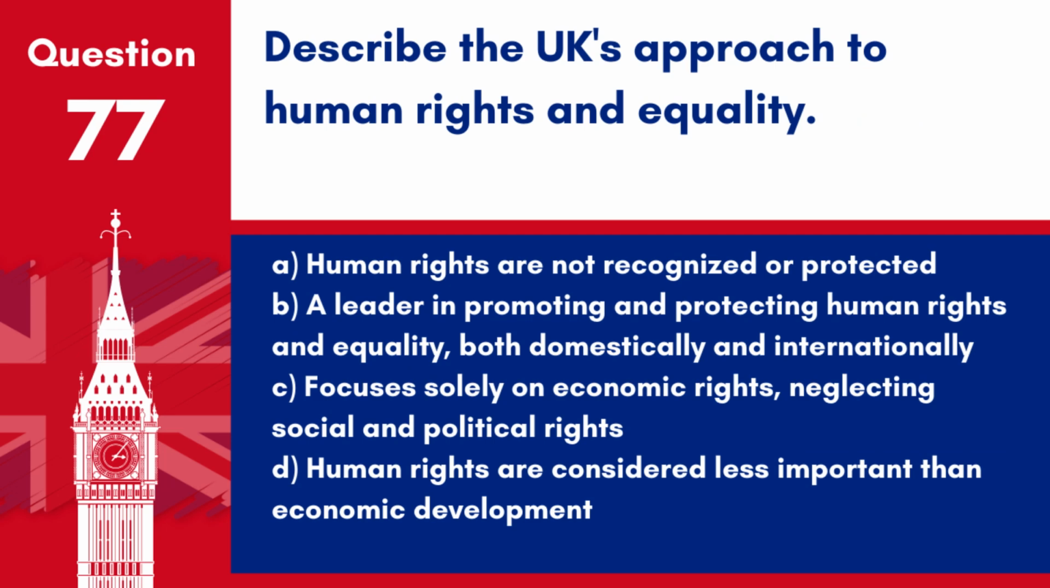Question 77. Describe the UK's approach to human rights and equality. A. Human rights are not recognised or protected. B. A leader in promoting and protecting human rights and equality, both domestically and internationally. C. Focuses solely on economic rights, neglecting social and political rights. D. Human rights are considered less important than economic development. Answer: B. A leader in promoting and protecting human rights and equality, both domestically and internationally.